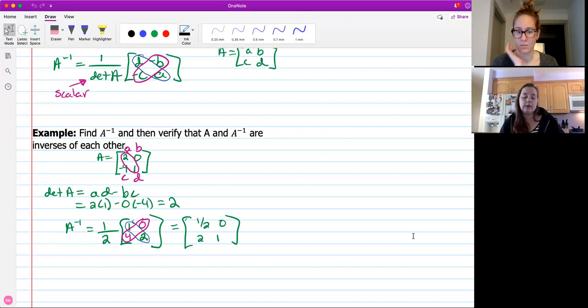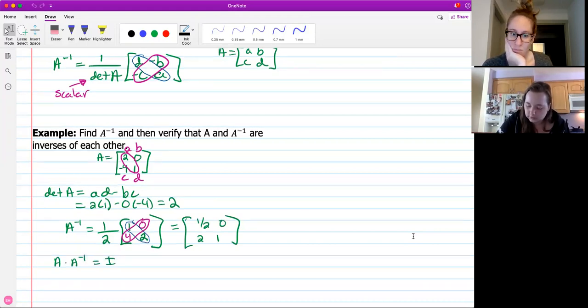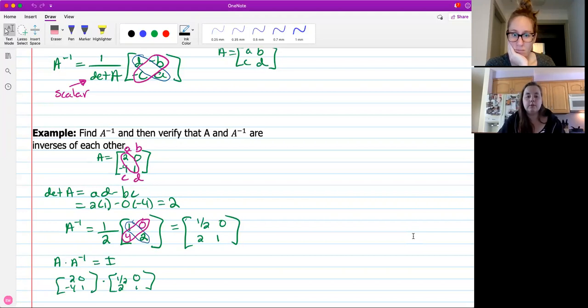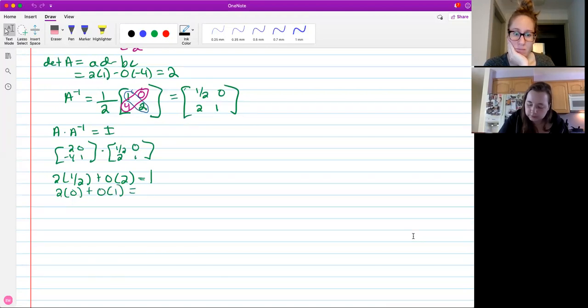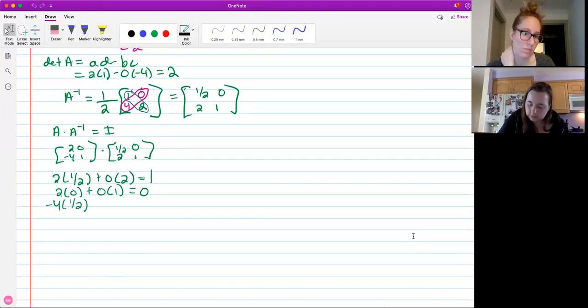So to check that they are, in fact, inverses of each other, we're going to take A times A inverse equals I. And you're just going to multiply them together. So 2, 0, -4, 1 times 1/2, 0, 2, 1. So remember matrix multiplication, so row by column. So we're going to have 2 times 1/2 plus 0 times 2 equals 1. 2 times 0 plus 0 times 1 equals 0.